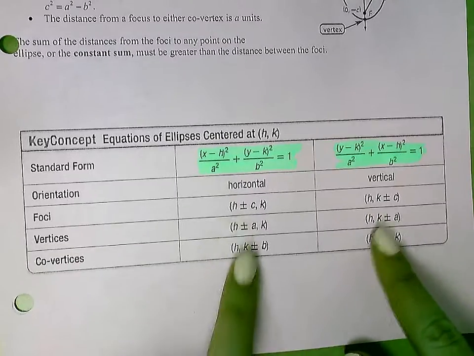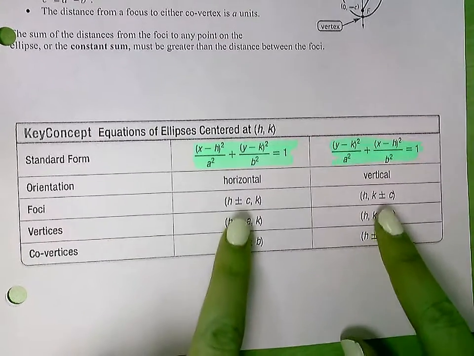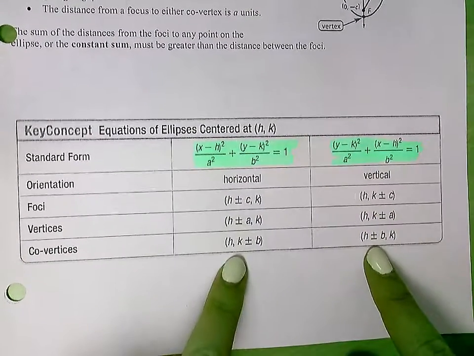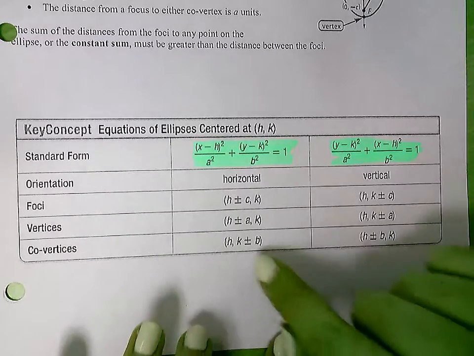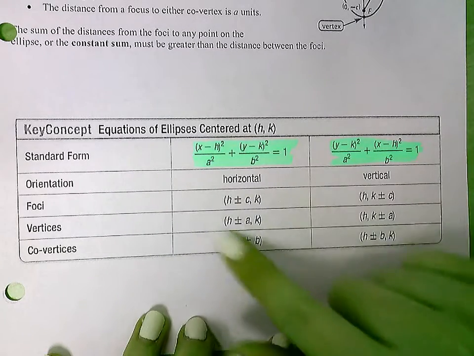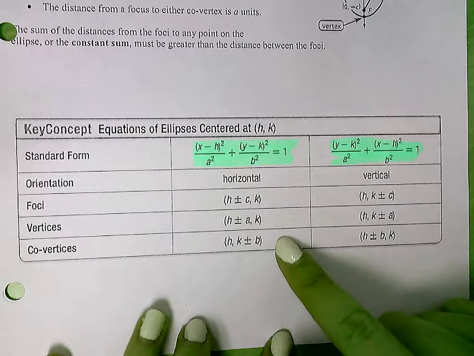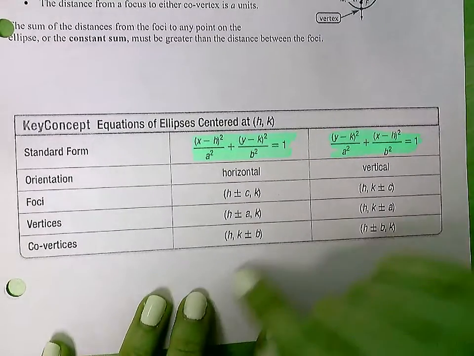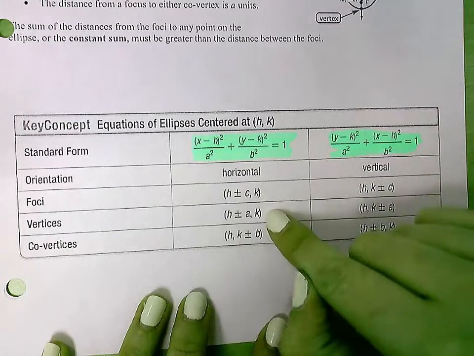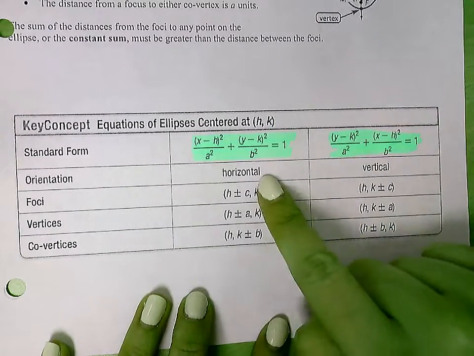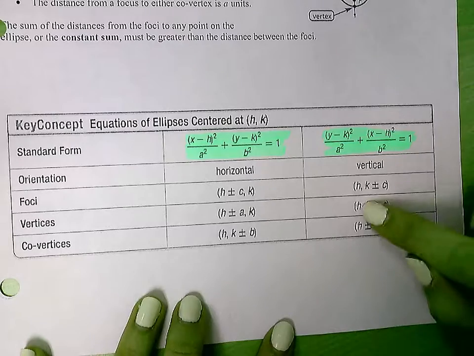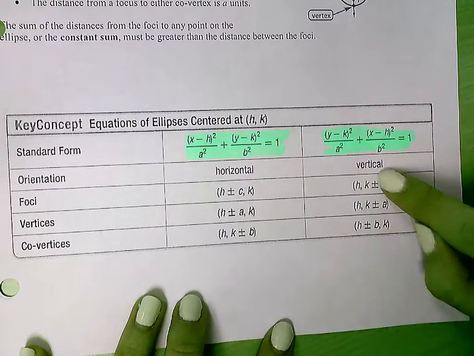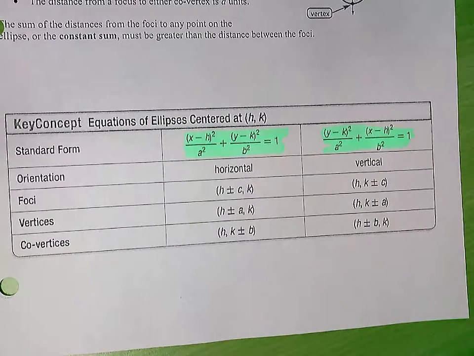Same thing with your vertices, your foci points, and your co-vertices. So for these ones right here, you need to be looking at these as we set up those equations. Okay, so if you have k the same for your foci and your vertices, you know it's going to be horizontal. If you have h the same for your foci and your vertices, it's going to be vertical. Okay, that's the kind of stuff that you need to look for when you're given certain information.